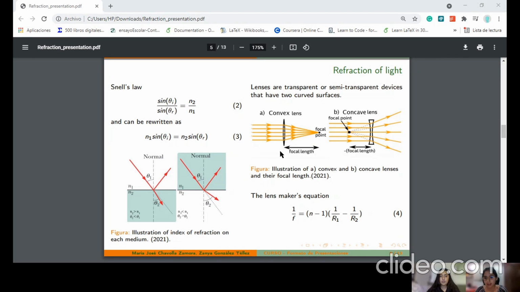The focal length of a lens is the distance between the center of the lens and the focal point. We can relate the focal length, the radius of curvature of the lens, and the index of refraction of the lens through the lens maker's equation given in equation 4. It's important to notice that we can only use this equation for thin lenses.